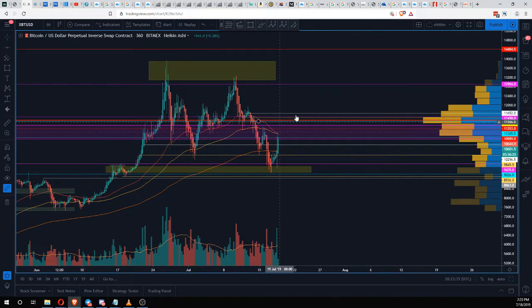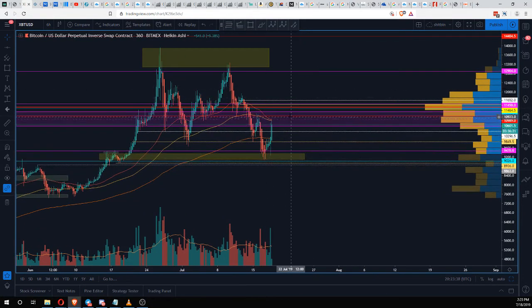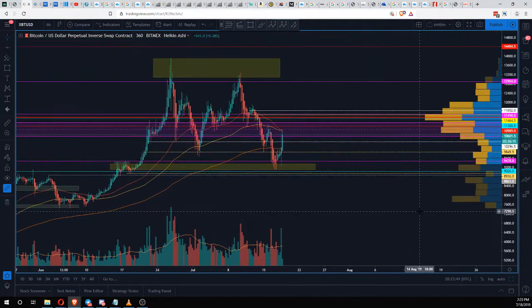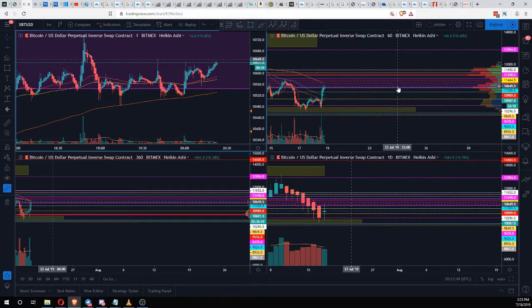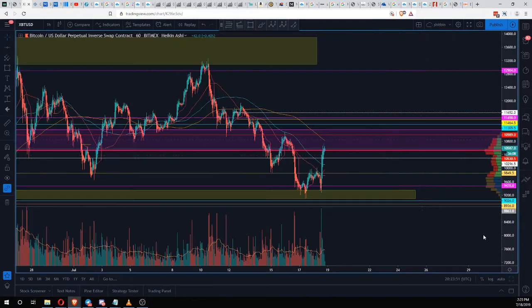anything happens. Now, don't get me wrong too. This could range here and break down just as much as it could range here and break up. I'm just telling you my bias. My bias is that it breaks up. Okay, so here we go. Let's go back and look at this.